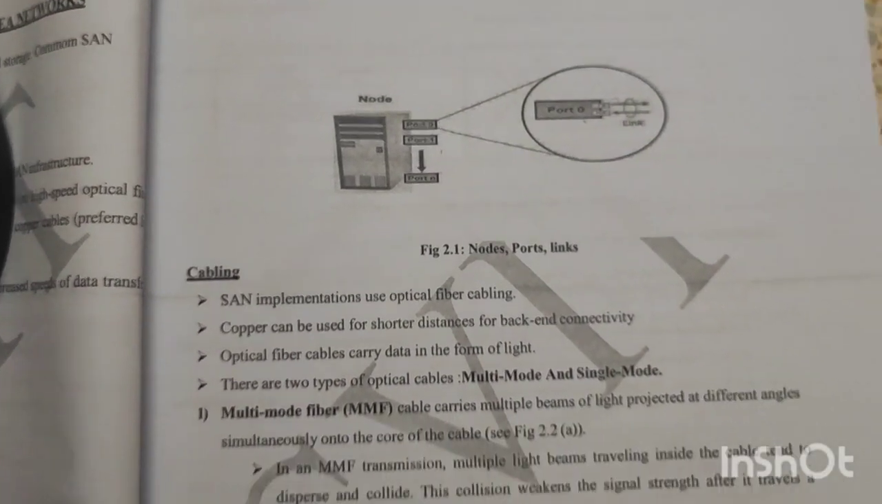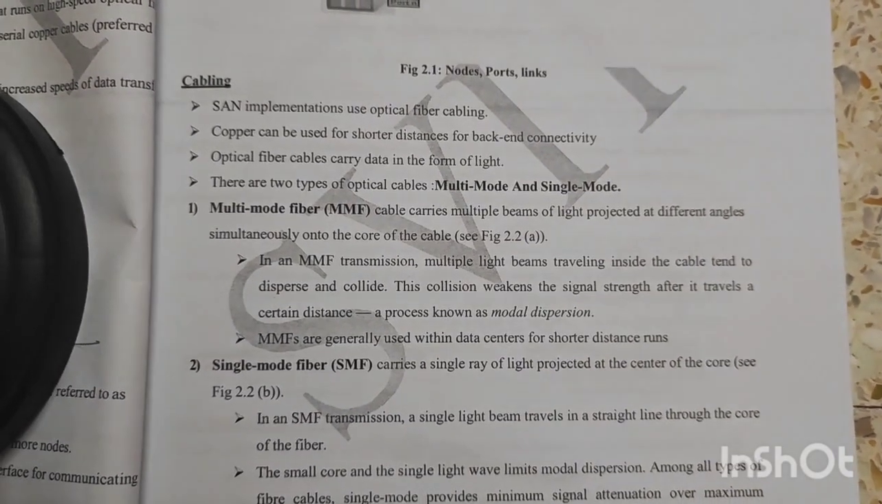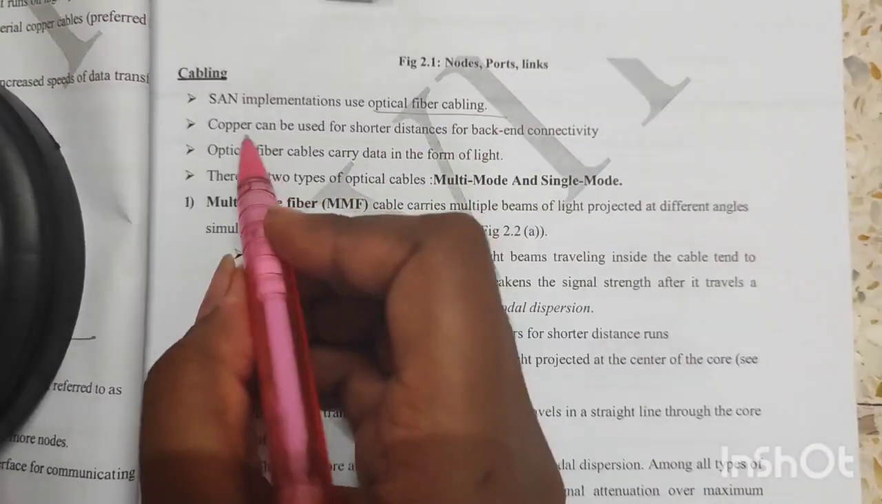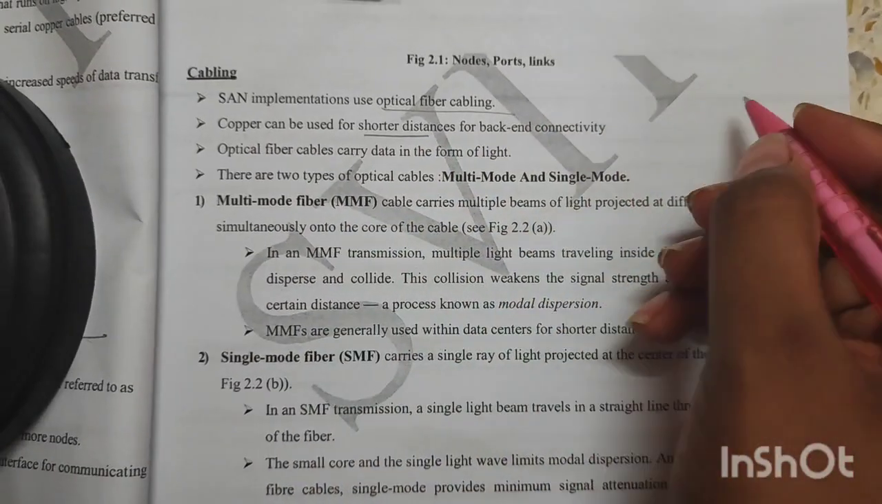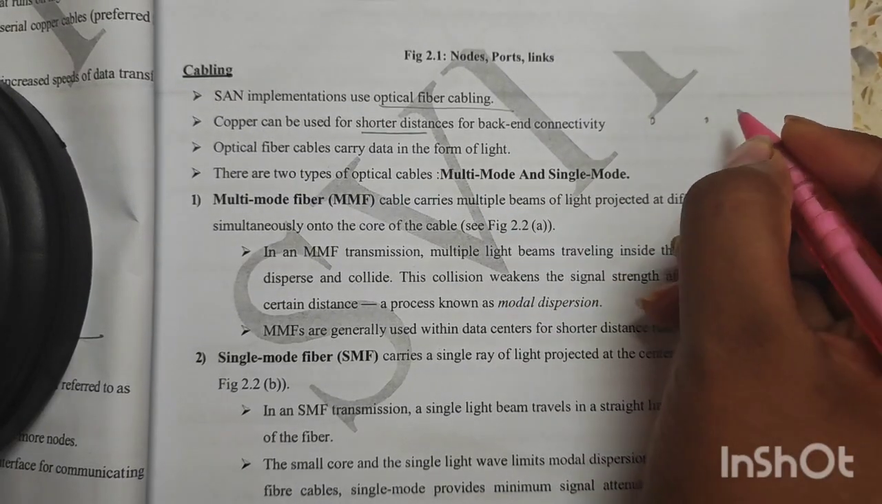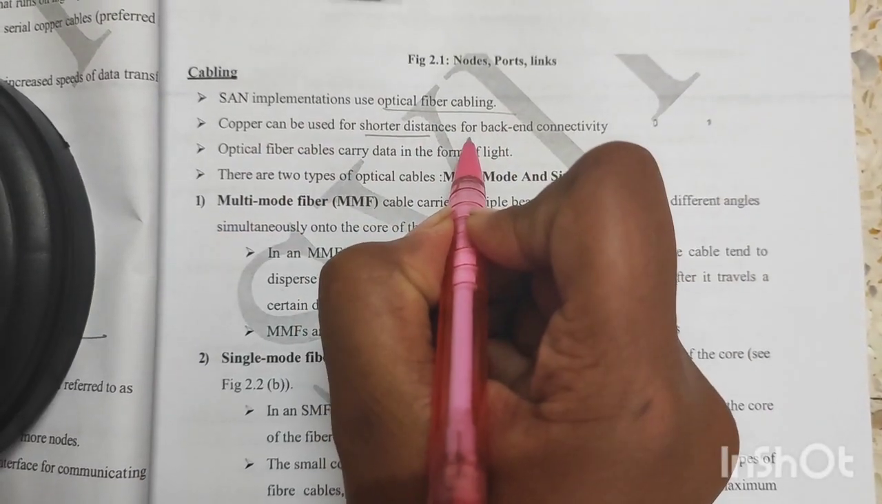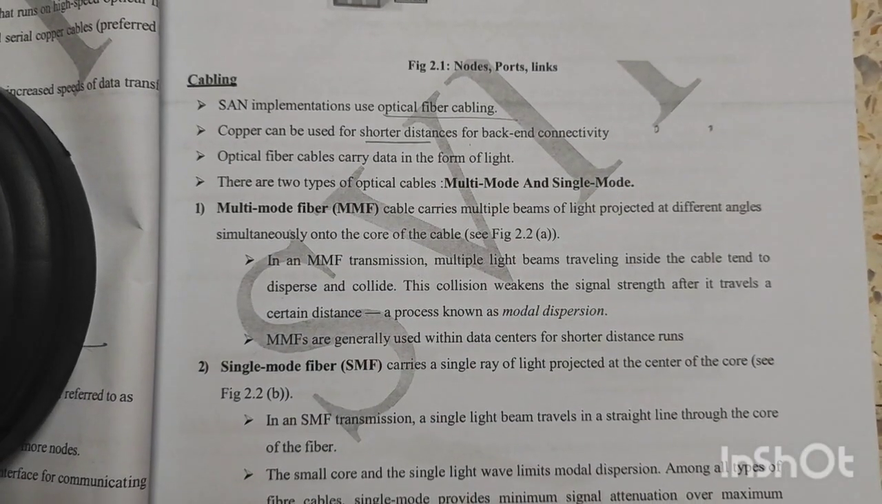Then you have cabling. It uses optic fiber cabling, right? And then copper can be used for shorter distances, because it has a smaller area. So copper can be used for shorter distances and connectivity. Optic fibers can be used for long distance connectivity.